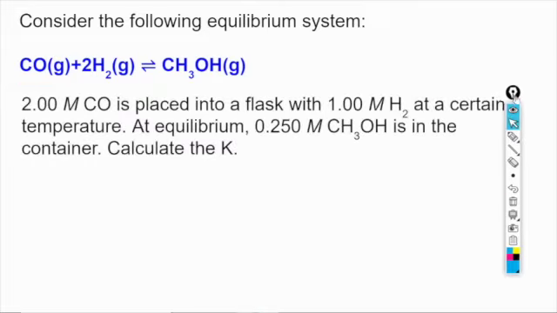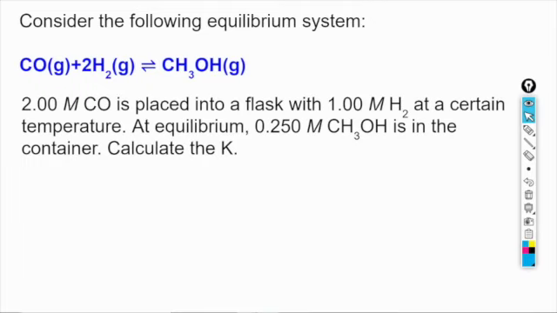Okay, so the question states 2 moles per liter CO, carbon monoxide, is placed into a flask with 1 molar H2 at a certain temperature. At equilibrium, we have 0.250 molar of the methanol in the container. And the question says, calculate the K. It asks you to calculate the K. So we're looking at the equilibrium constant calculation.